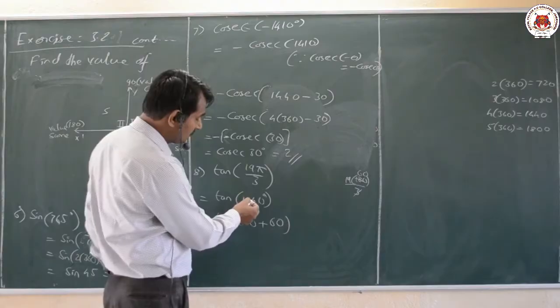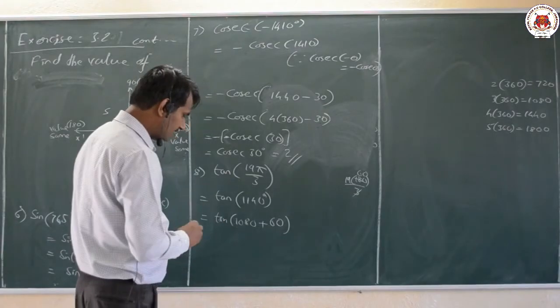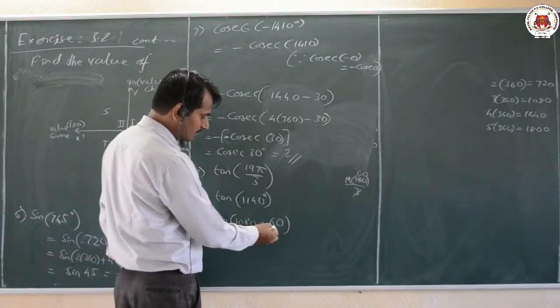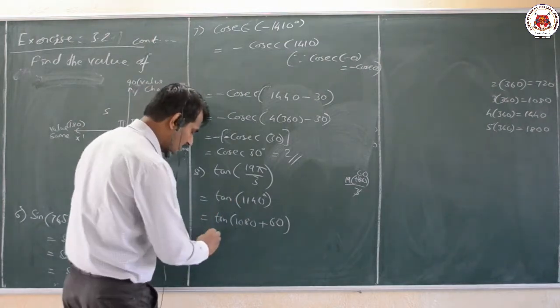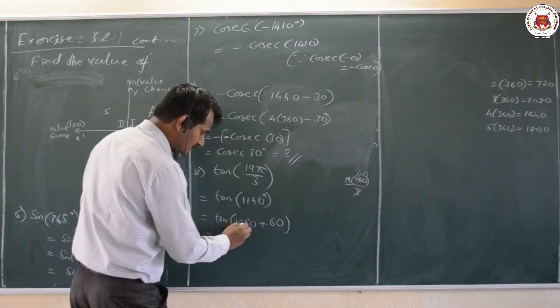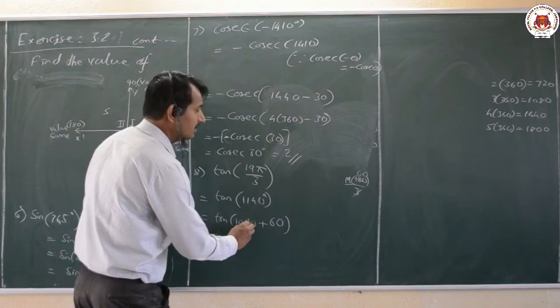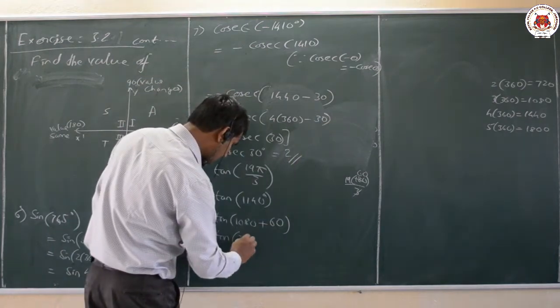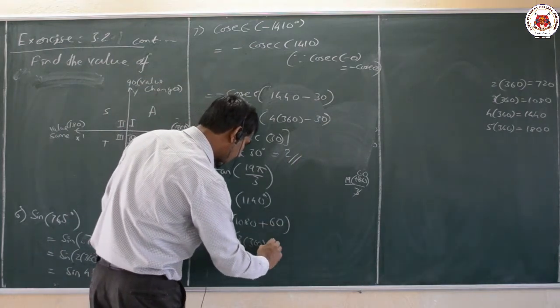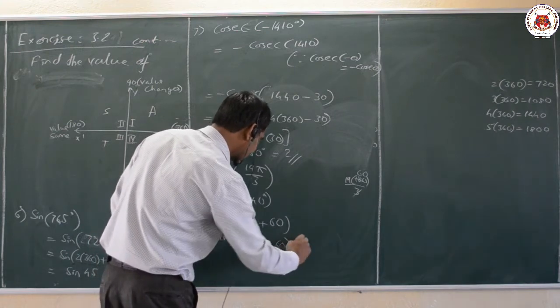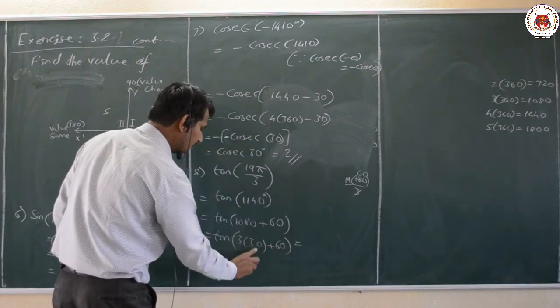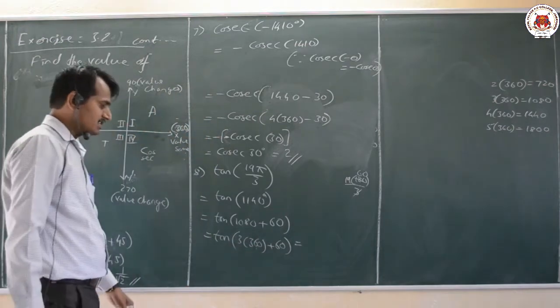1080 plus 60 equal to, okay dear students, now here that is nothing but tan of 1080 plus 60, that is nothing but 1140. So now here tan of 1080, what is the value here? 1080 is nothing but 3 into 360 plus 60. Now where does it come here? That is 360 plus theta.